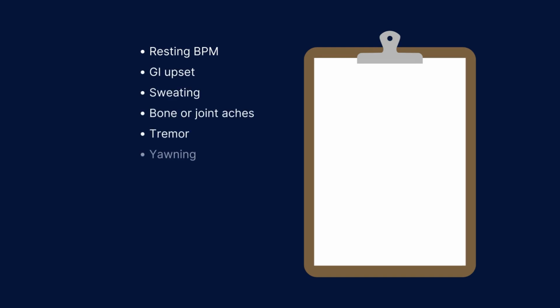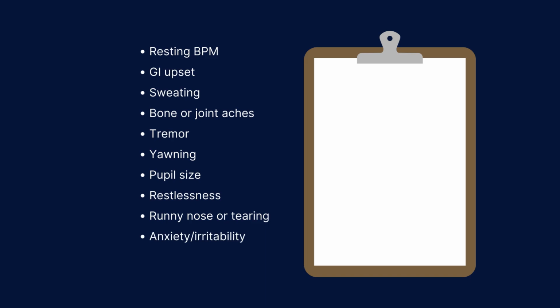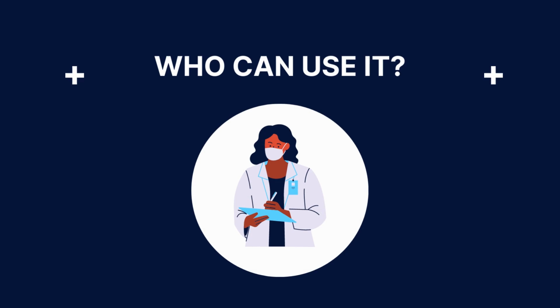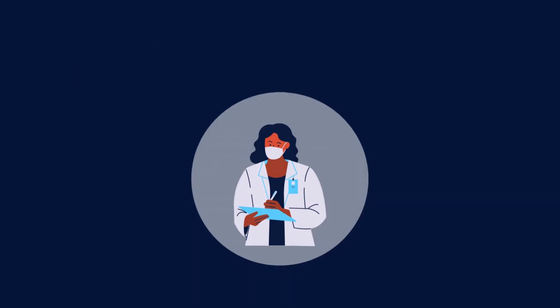The COWS assessment covers resting BPM, GI upset, sweating, bone or joint aches, tremor, yawning, pupil size, restlessness, runny nose or tearing, anxiety and irritability, as well as gooseflesh skin. There are a variety of healthcare professionals who can use it, including doctors and many more.